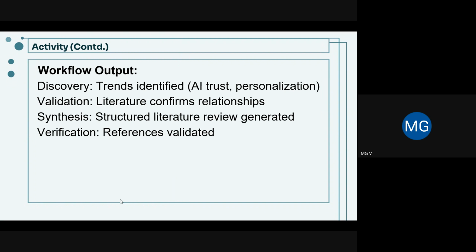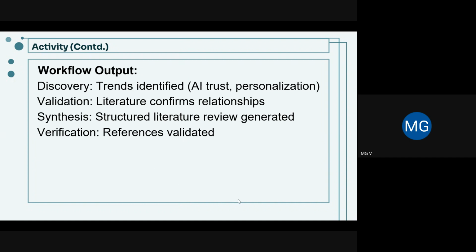Now, what will be the workflow output? Discovery, validation, synthesis, and verification. See the sample here: discovery, trends identified. What are the trends? AI trust and personalization, as per the example we have taken since the beginning. Validation, literature confirms relationships. That is why it is important. Synthesis, a structured literature review that we have generated. Then verification, we have got references validated. So I hope it is clear now.